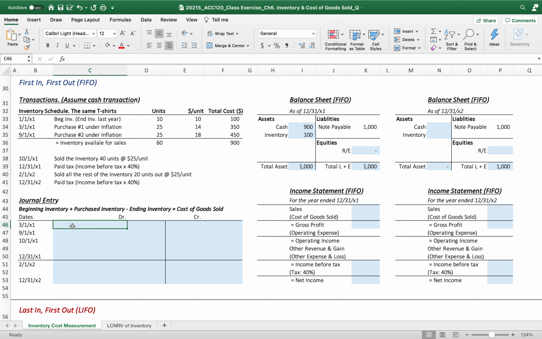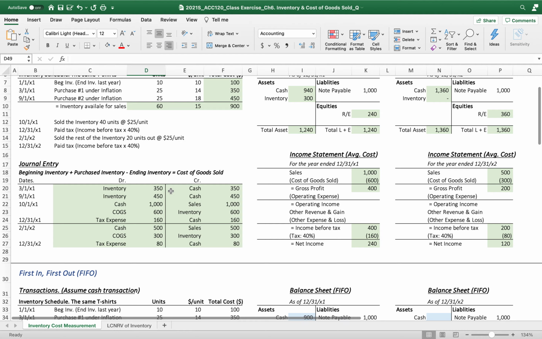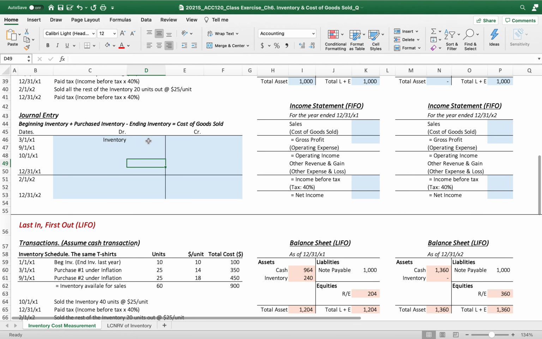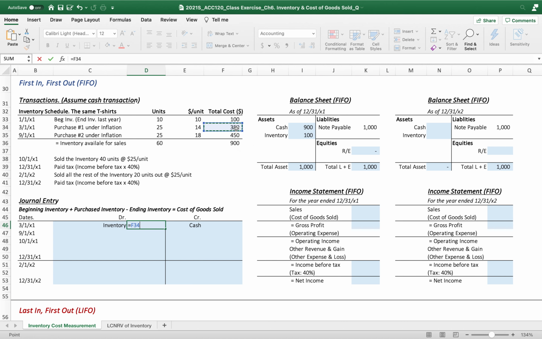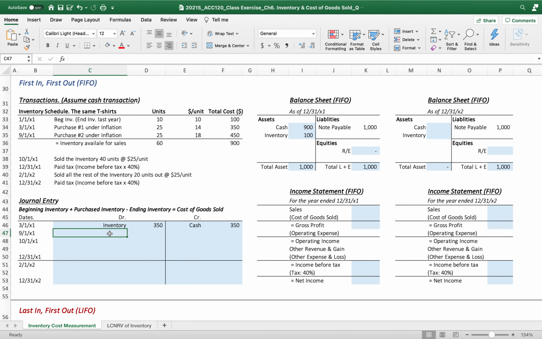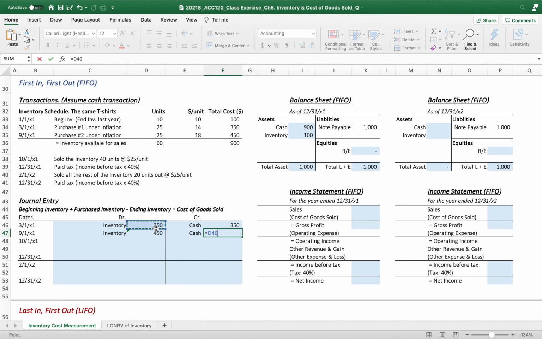So the March 1st, how do you record? Right, the inventory, the same. I just want to start the inventory and cash out. How much? The same procedure. And then the inventory 450 and cash out when we purchase this 450.